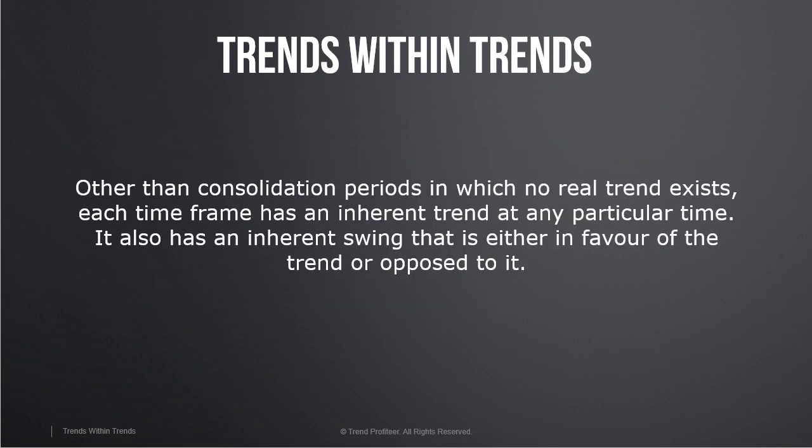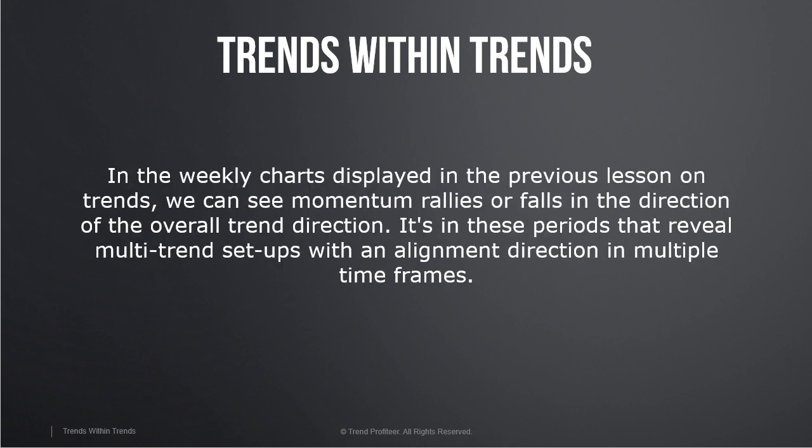So other than consolidation periods in which no real trend exists, each time frame has an inherent trend at any particular time. It also has an inherent swing that is either in favor of the trend or opposed to it. And again, that's what's represented on whatever time frame we choose to trade on the Profiteer chart, with the trend and swing of those three higher time frames.